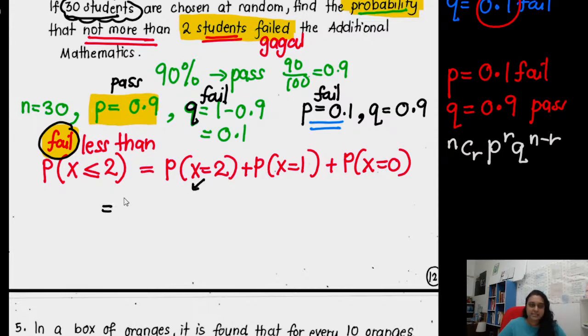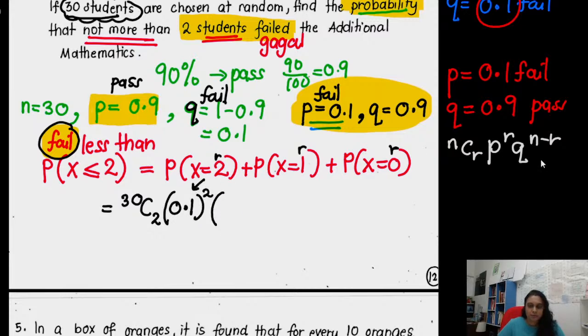Okay, so now we're going to write for the X equals to 2 first. N is 30, isn't it? 30 C R, kita ialah all this is our R. So now we're doing for the dua first. So 30 C 2. P follows which one? Follow this fail one, because now we're calculating for fail. 0.1 to the power of R, which is 2. Q is 0.9. Then N minus R, so 30 minus 2, 28.